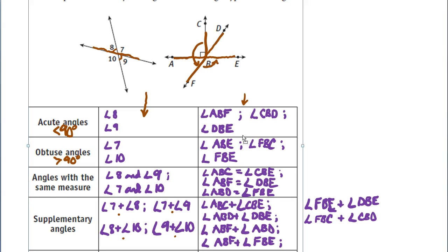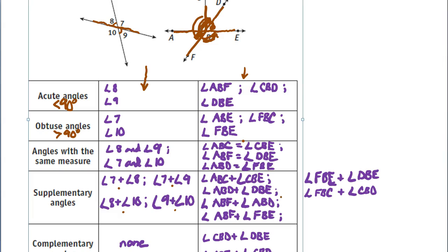That angle is obtuse. Angles with the same measure. There are several. In this we have 2 90-degree angles, so angle ABC is equal to angle CBE. Then we have angle ABF equal to angle DBE. Here's ABF right in here, and then its vertical angle, DBE, these are equal to each other. And we have angle ABD and angle FBE. That's this obtuse angle in here, and then the obtuse angle opposite from it.